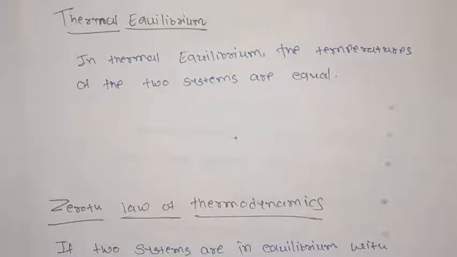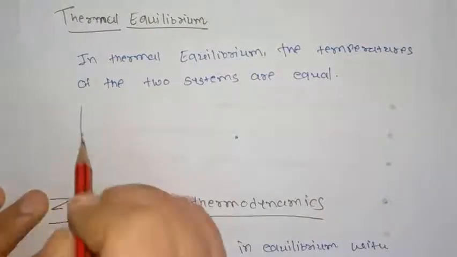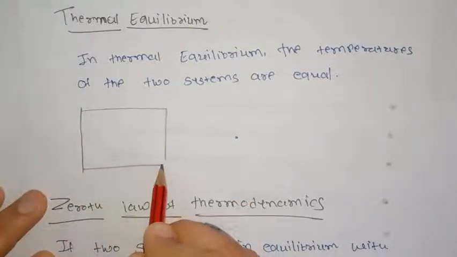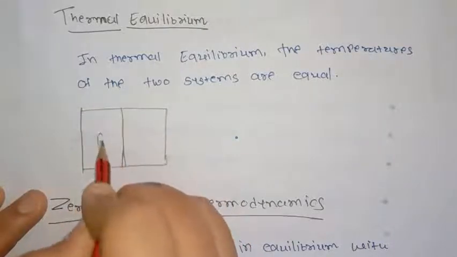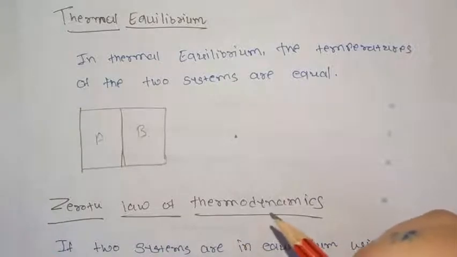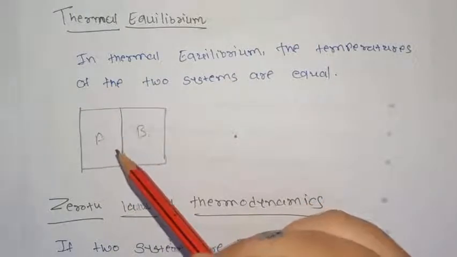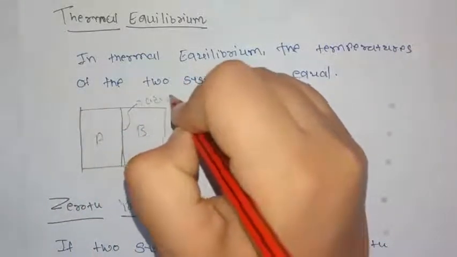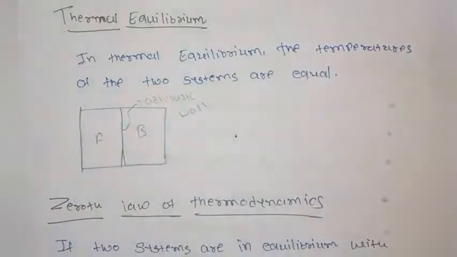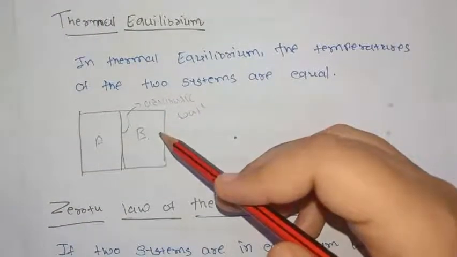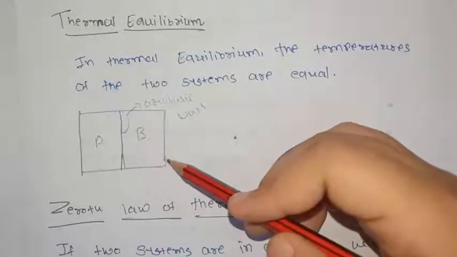Now let us consider two systems, A and B, which are separated by an insulating wall. An insulating wall means a wall that does not allow the flow of energy, and is known as adiabatic wall. So let's say this is the adiabatic wall. Now, these systems are insulated from the rest of the surroundings by adiabatic walls. A thermometer is used to measure the temperature of A and B, and they are different initially.